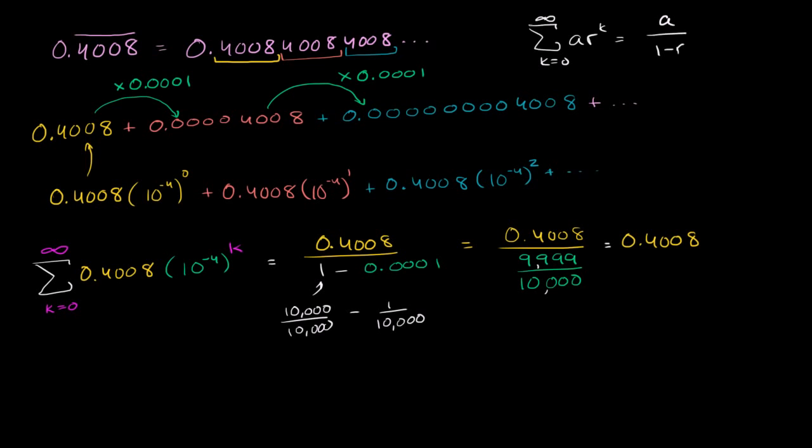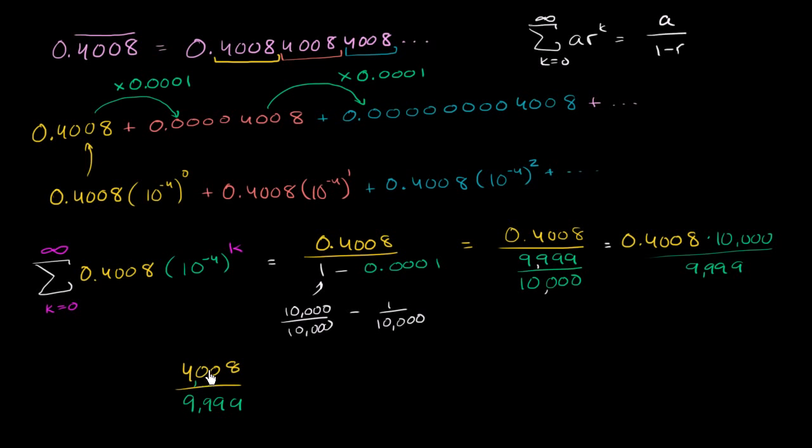And so this is going to be the same thing as 0.4008 times 10,000 over 9,999. Well, what's this top number times 10,000? Well, that's just going to give us 4,008 over 9,999. And we've just expressed that repeating decimal as a fraction. So we have succeeded.